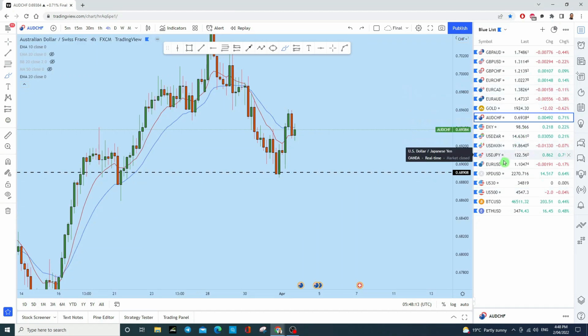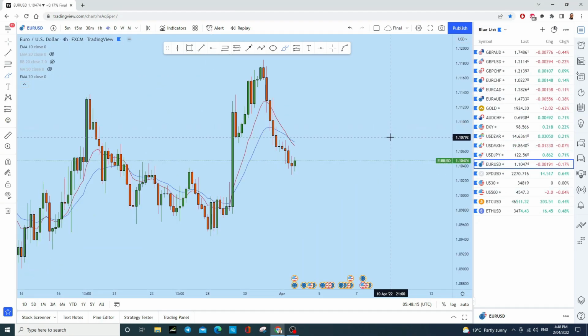Now euro dollar, let's see what kind of price action and trading opportunity we have.